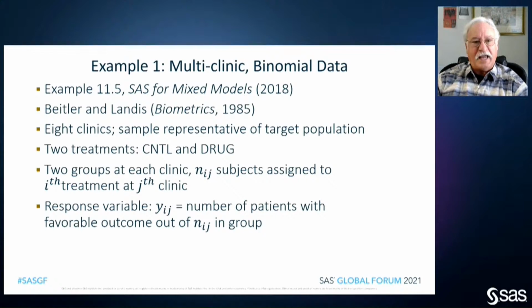The example has 8 clinics assumed to be a representative sample of a target population. There are 2 treatments, a control and an experimental drug. There are 2 groups at each clinic. There are a total of N sub ij subjects at the ith treatment in the jth clinic. These subjects are assigned to the ith treatment at the jth clinic. The response variable is the number of patients out of these N sub ij who have a favorable outcome.